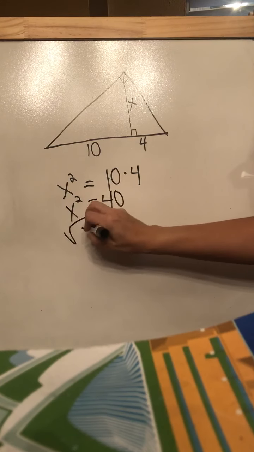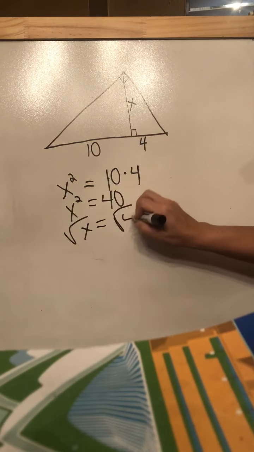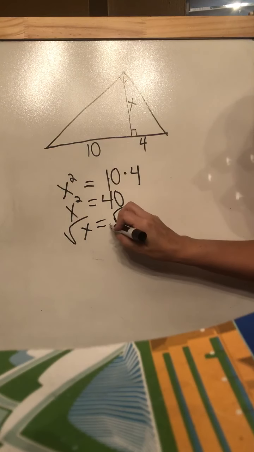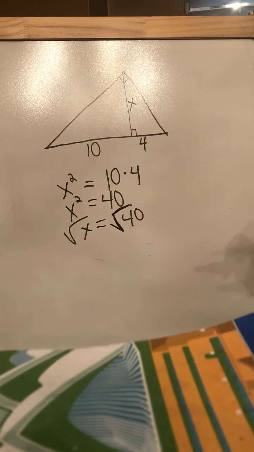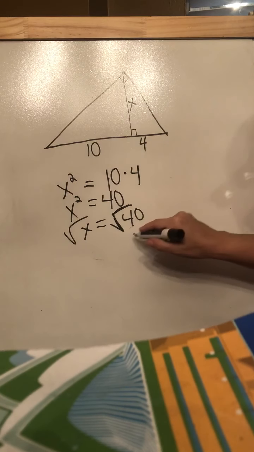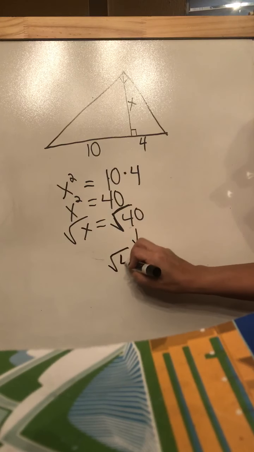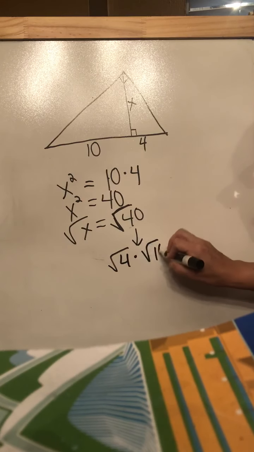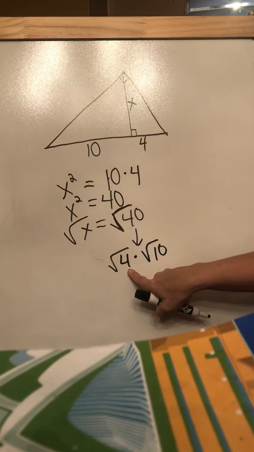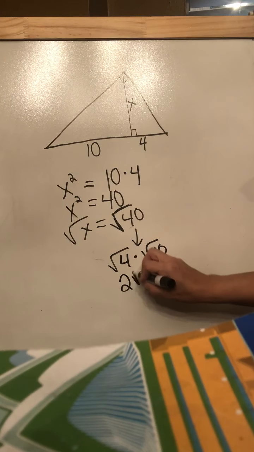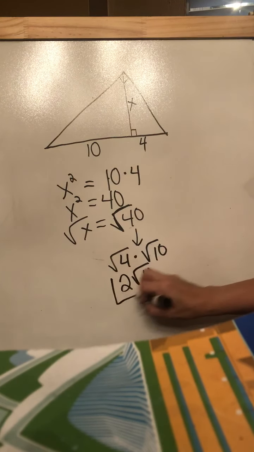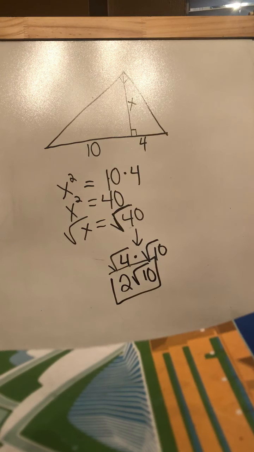Now we have to take the square root of x. So we're going to have the square root of 40. Well, that did not turn out very good. There we go. Okay, so now we're going to simplify it down. The square root of 40 can be simplified as the square root of 4 times the square root of 10. Well, we know what the square root of 4 is. That's 2. So we have 2 times the square root of 10, and that's going to be your answer there.